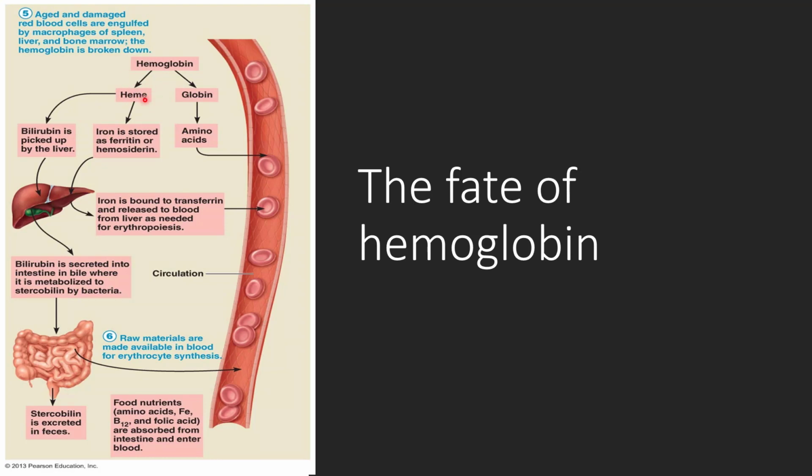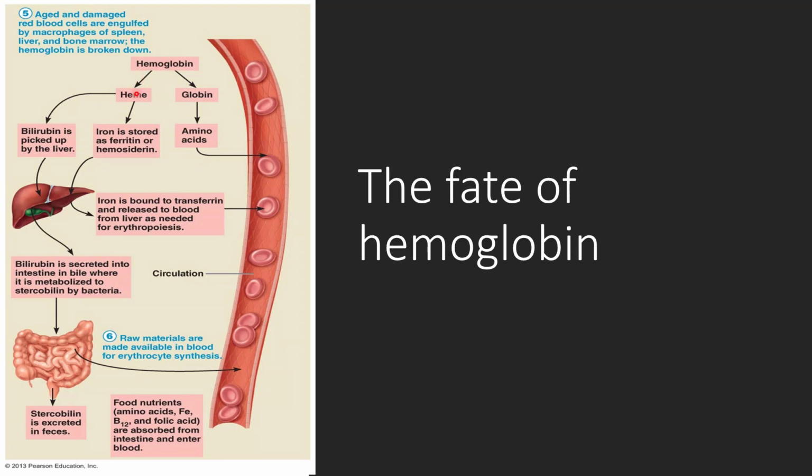Let's first look at the globin. What happens to the globin? Well, it's a protein, so what's going to happen? It's going to be broken down into its component amino acids. All proteins are made of amino acids, and those amino acids move back into the bloodstream, are redistributed throughout the body, and used to make more proteins. Maybe more globin, maybe some other protein. Whatever we need, these amino acids can be used to build those proteins.